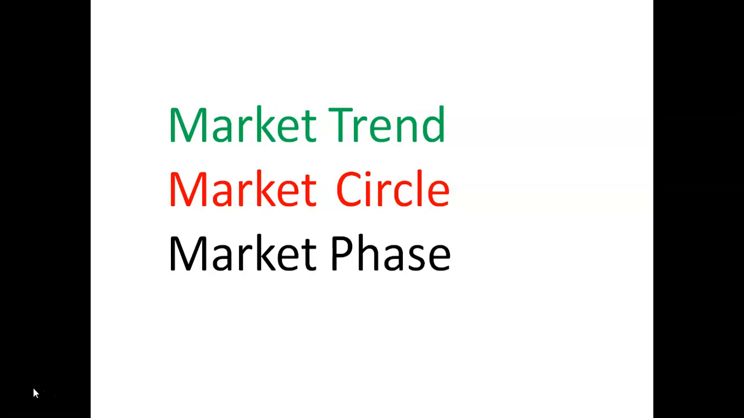The market trend is the movement of the market in a short period of time, maybe a month or two, depending on the time frame you are looking at. We have an uptrend and a downtrend in the market. The uptrend is when the market is going up, and the downtrend is when the market is going down. When price is going up, uptrend. When price is coming down, downtrend.